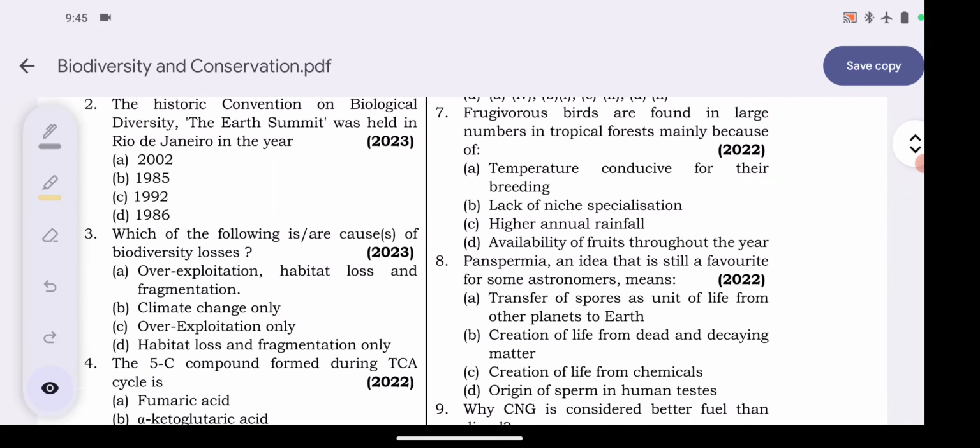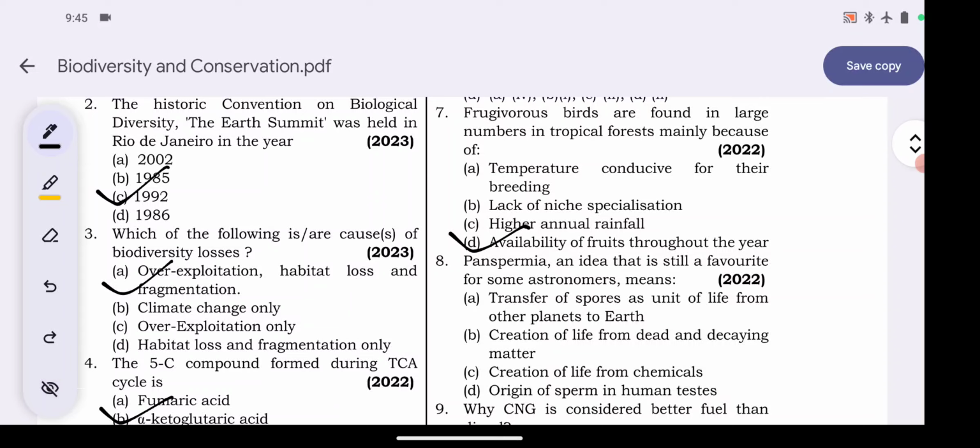Question number 7. Frugivorous birds are found in large number in tropical forest mainly because of option A, temperature conducive for their breeding. Option B, lack of niche specialization. Option C, higher annual rainfall. And option D, availability of fruit throughout the year. So here the answer will be option D, availability of fruit throughout the year.